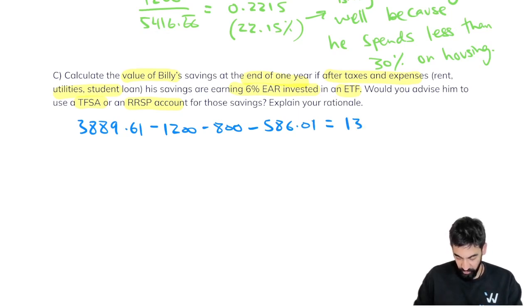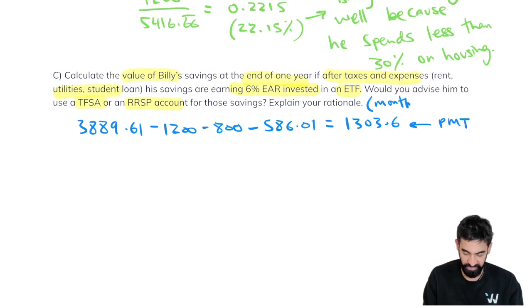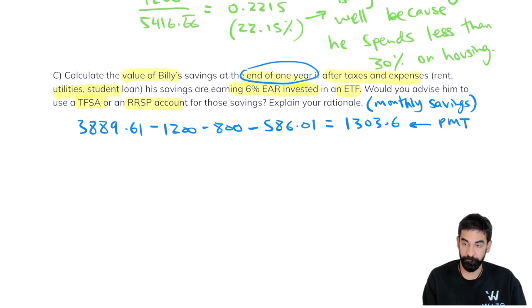That would be 1303.6. So now what is this? Is this a recurring payment? Is this a lump sum? This is going to be his payment, because this is basically his monthly savings after taxes, after rent, after everything. After his loan payments, this is what he's left with at the end of the month. That's what he's saving each month. And they want to know how much does he have at the end of 1 year. So what am I going to put as the N? N is 12, because he's saving the money monthly.